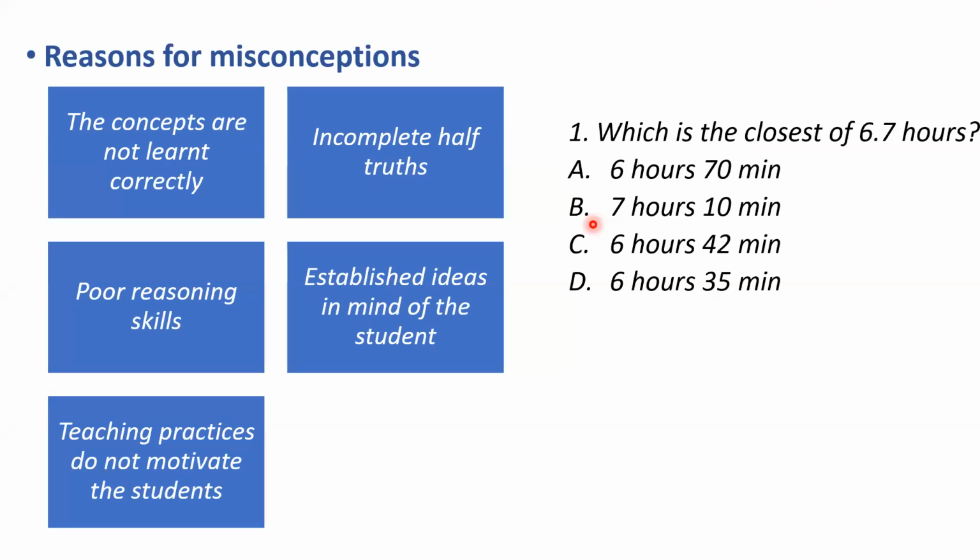Okay. Isn't it? So 6.7 is also 0.7 of an hour. And 0.7 of an hour मतलब 0.7 of 60. That is 42 minutes. ठीक है? Okay.